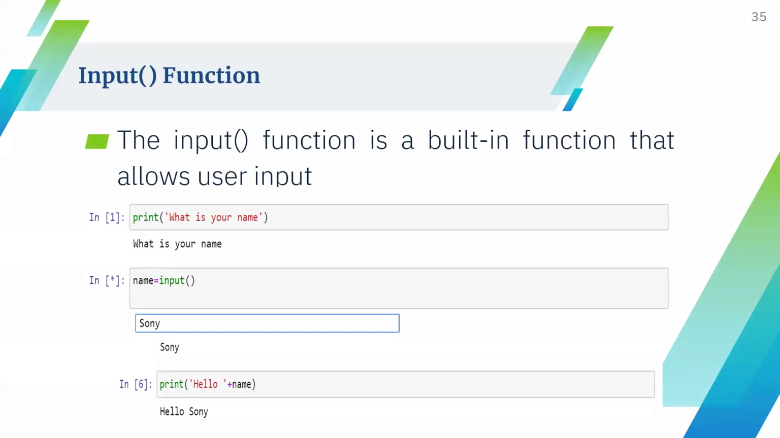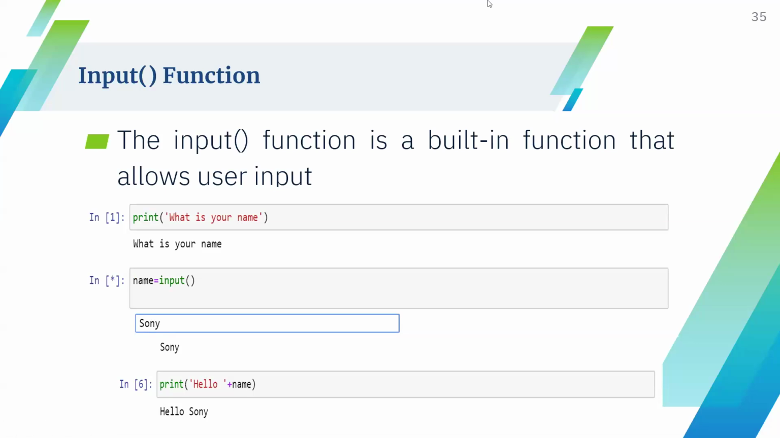So I can say print what is your name, and then I have to get the input from the keyboard. The user has to enter the keyboard value, and I want to store that value inside a variable. So I'm going to use a function called the input function. Now I'll go for the demo so that you can understand.